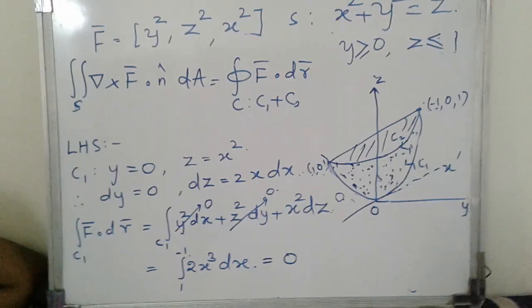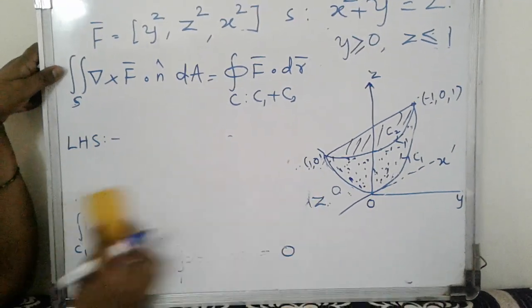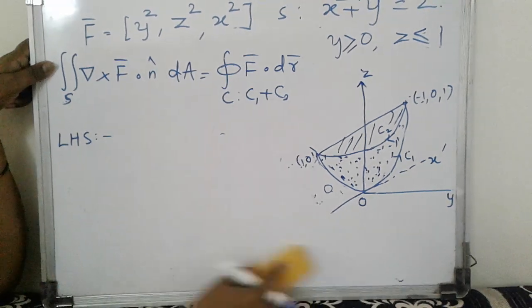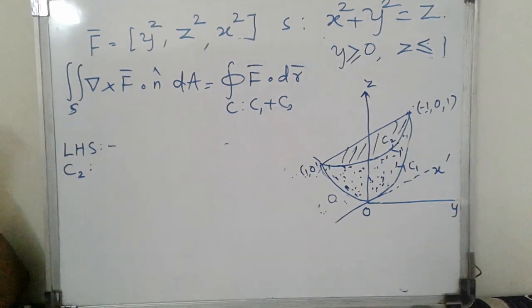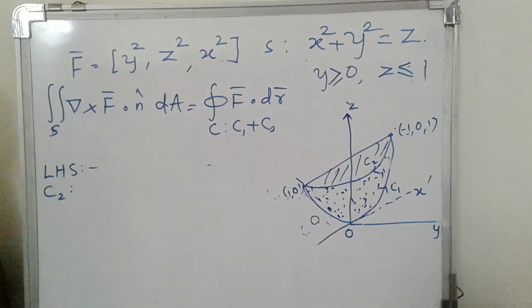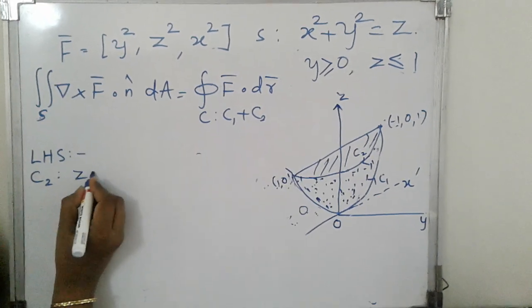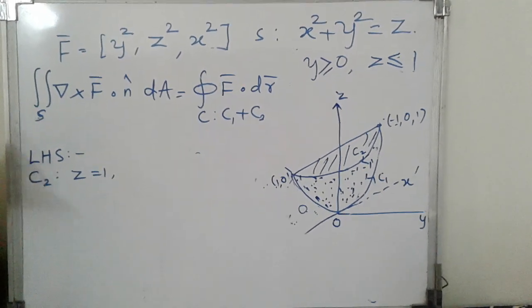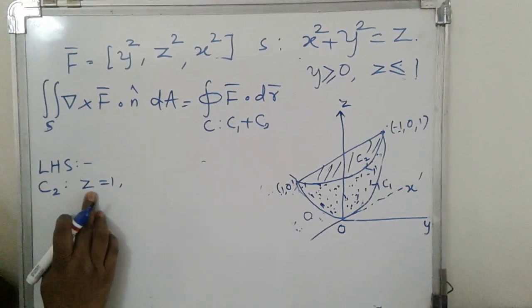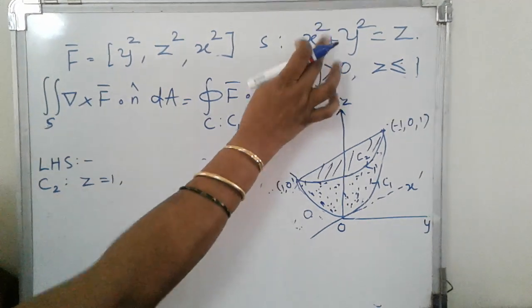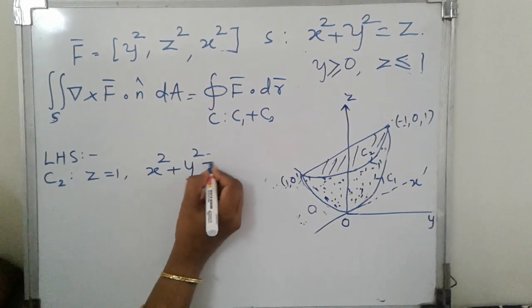Now let's see along the path C2 what's the value of the line integral. Path C2. Again, exactly the same way, we need to identify in which plane this curve C2 lies. It lies in the plane z is equal to 1. And now we need to see what is the equation of that curve. Substitute z is equal to 1 in this equation. We get x square plus y square equal to 1, which is a circular arc.